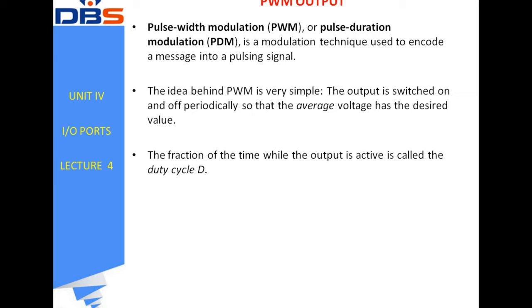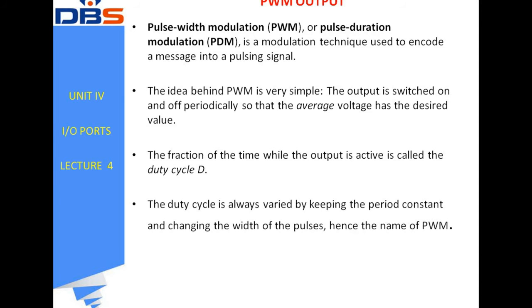And see here, the fraction of time while the output is active is called the duty cycle. That means the output remains active for only a fraction of the time, and that time might vary. That time is called the duty cycle. The duty cycle is always varied by keeping the period constant and changing the width of the pulses, hence the name pulse width modulation.